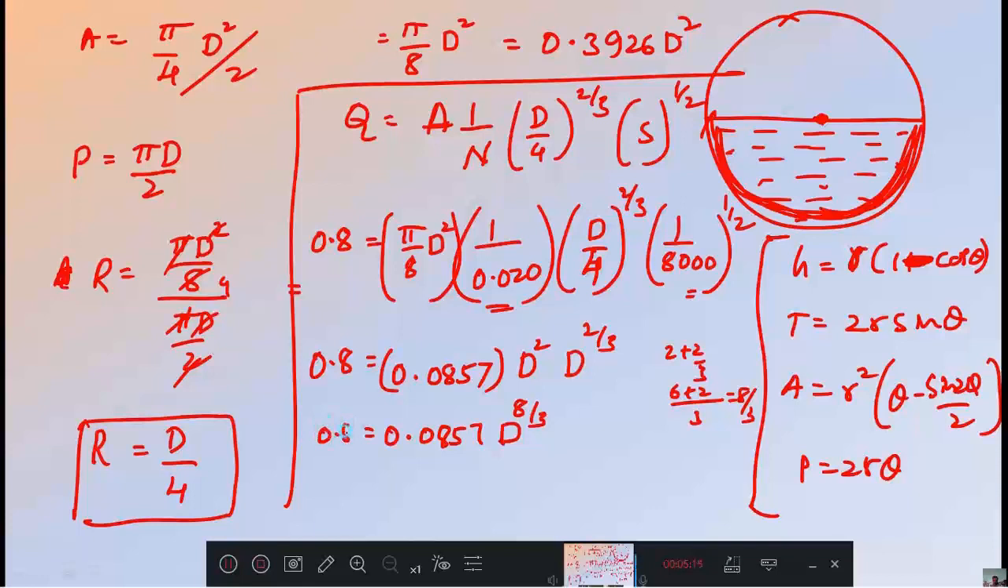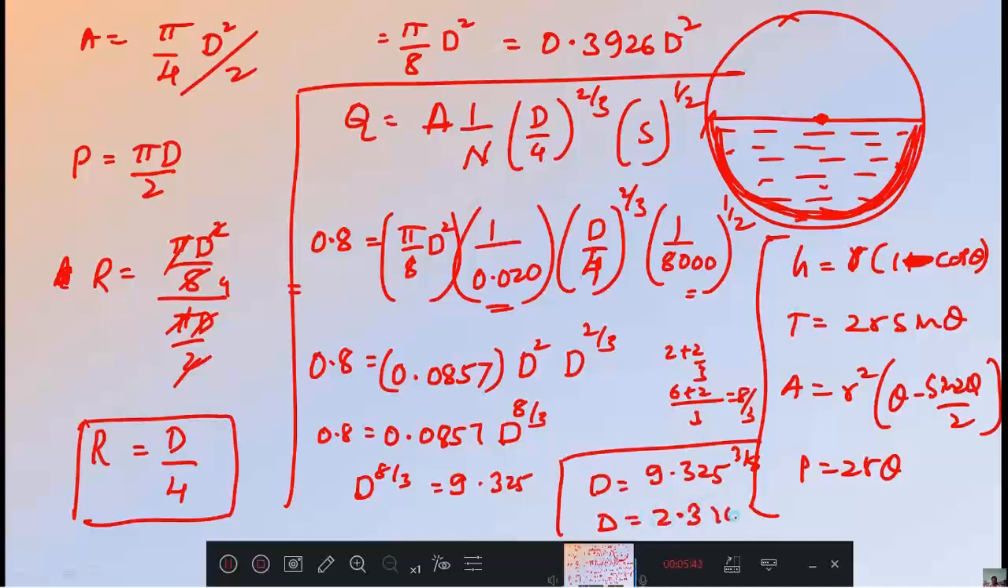This is your 0.8. Now d to the power of 8 by 3 is equal to 0.8 divided by the answer, that is 9.325. Then what is d equal to? d is equal to 9.325 to the power 3 by 8, then you will get 2.310 meter as the diameter.